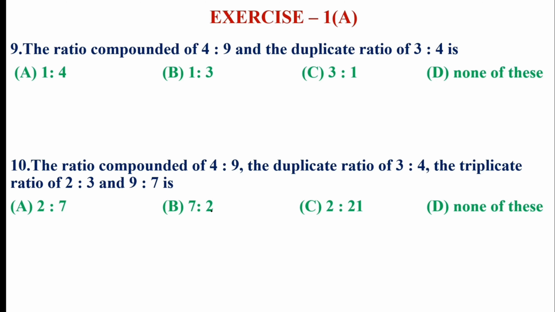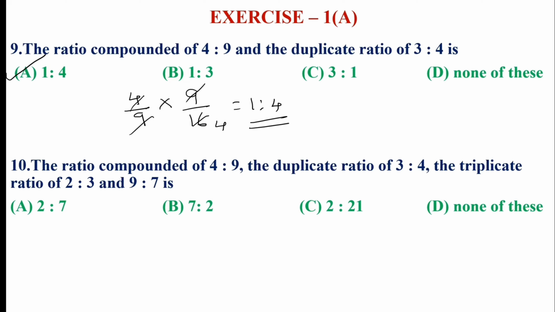The ratio compounded of 4 by 9. Compounded means product. So 4 by 9 is multiplied by the duplicate ratio of 3 is to 4. Duplicate ratio means 9 by 16. So 9 9 get cancelled. So the answer is 1 is to 4. Duplicate ratio means square of it.